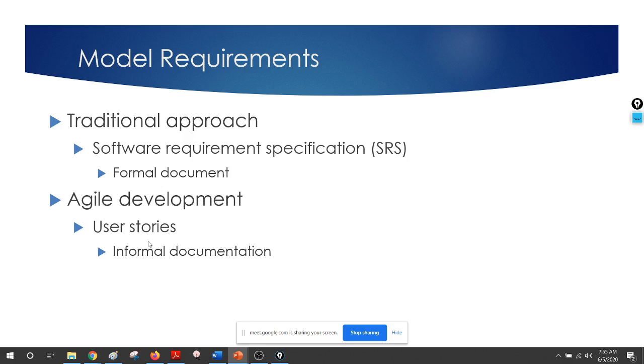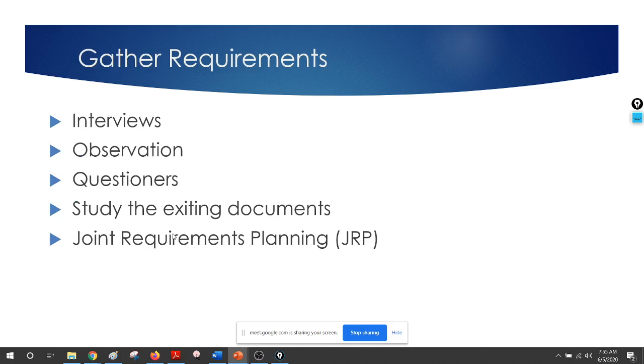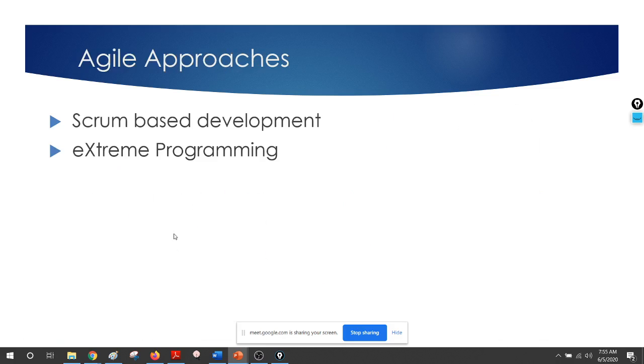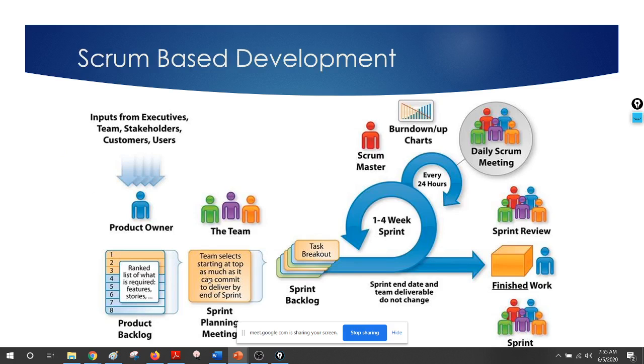We take those user stories and document them in our artifacts. Like if you refer to this diagram, we have the product backlog and sprint backlog. There we have the user stories. Those are just Excel sheets, very informally, casually we do. That is part of the Scrum based development, right?